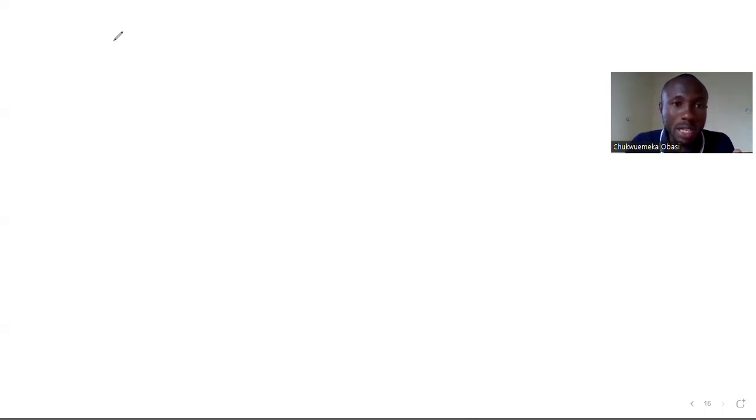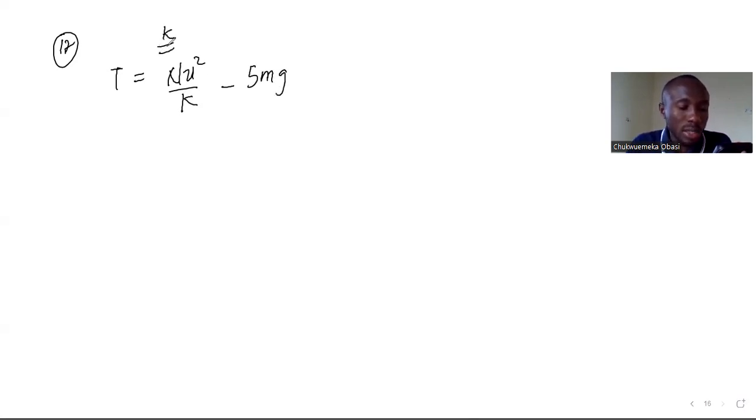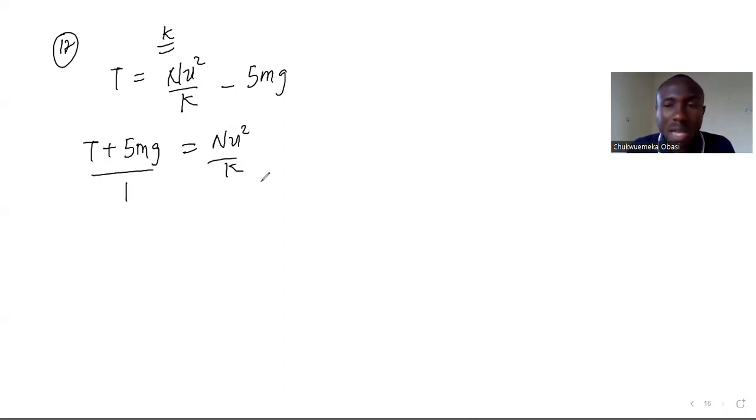So let us go to example 17. Example 17 says we have t is equal to nu squared over k minus 5mg. And it says make k the subject. After this one, we'll take another example, then we'll go to another category. So we want to make k the subject. Take this to this side. So you have t plus 5mg is equal to nu squared over k. Then I would like to multiply everybody by, this is nu squared, right? This is over 1. Everybody here is over 1. I have a lot of ways to solve this problem.